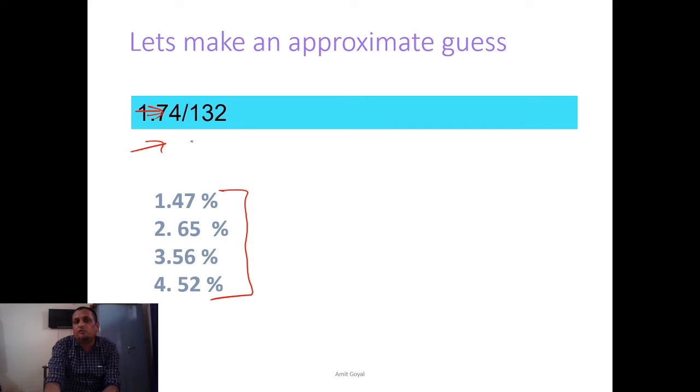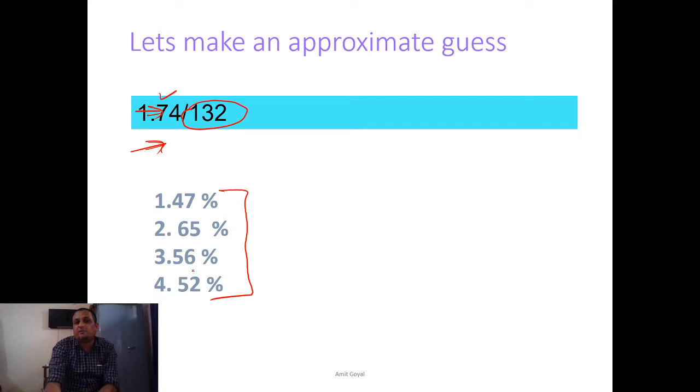Now the question in front of you is 74 divided by 132. You have to calculate this. Now how will you calculate this? 74 divided by 132. Look at the options. Options are very near to 50%. What will I do? I will just visualize the 50% of this. If the numerator is more than that, the answer should be more than 50%. If the numerator is less than that, the answer should be less than 50%. If the numerator is far more than that, the answer should be far more than 50%. If the numerator is far less than that, then the answer should be far less than 50%.